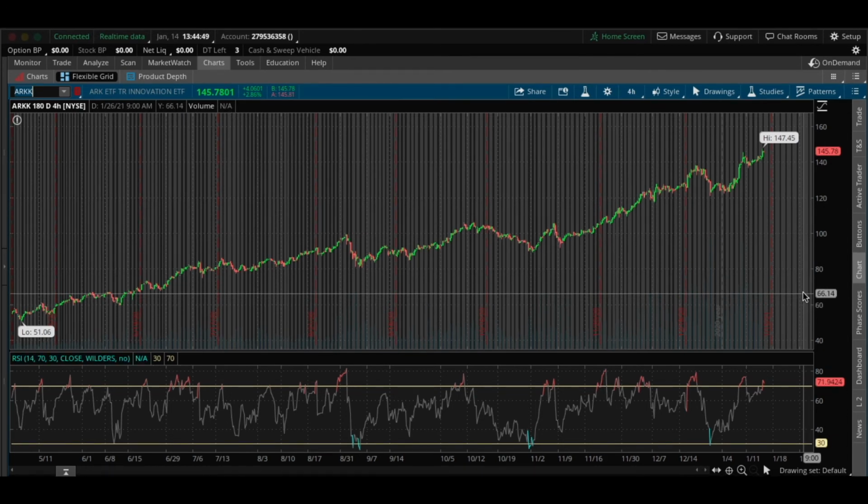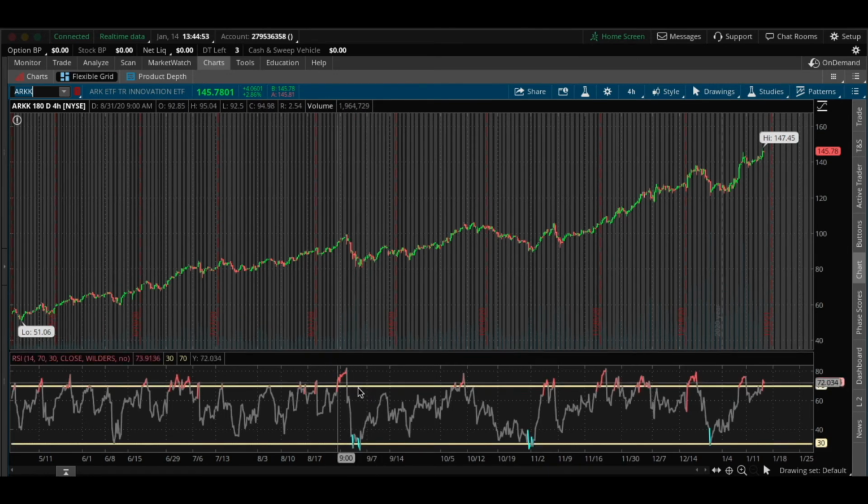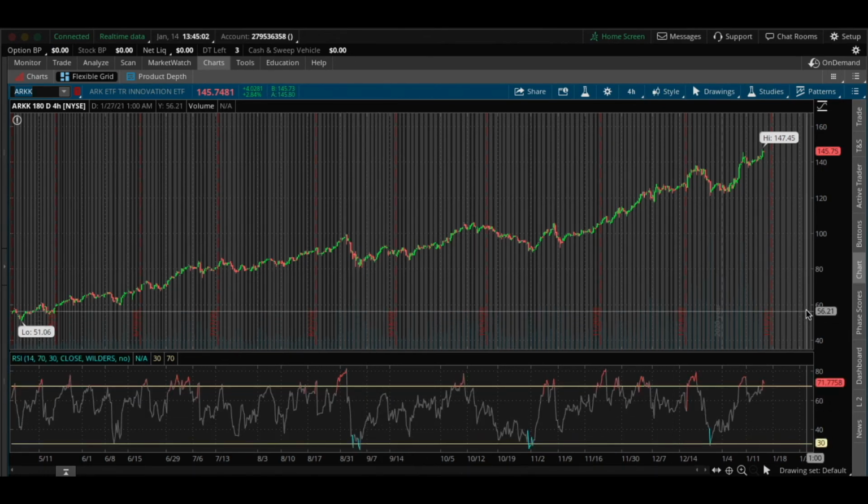Another thing I want to mention is that just because the stock or the ETF may be overbought on the RSI doesn't mean it can't go any higher, and just because it's oversold doesn't mean it can't go any lower. You don't want to use the RSI only to make a buy or sell decision. You want to use it along with other price action movements and indicators or even moving averages to get a better idea on whether you should buy or not.